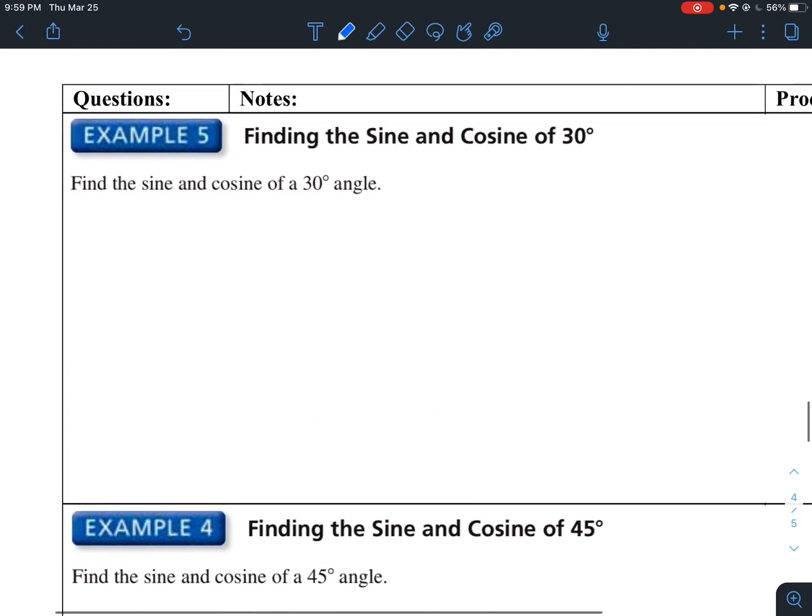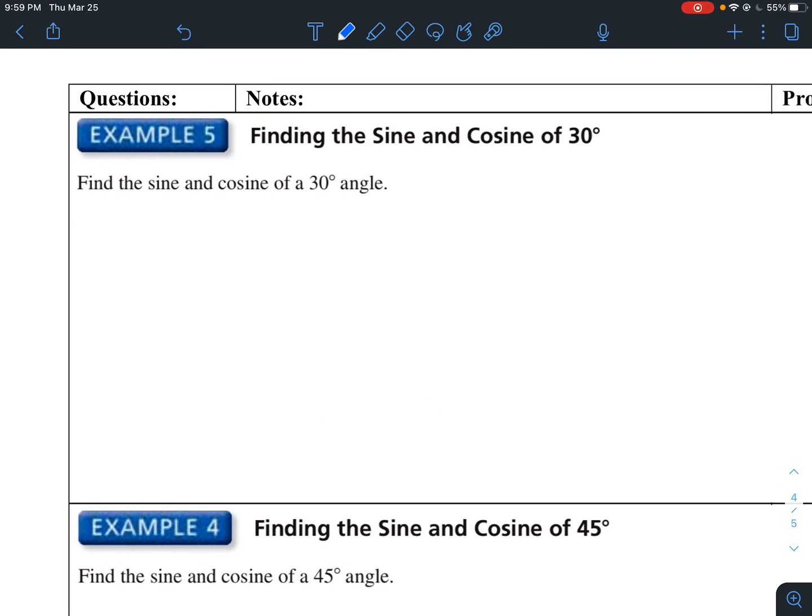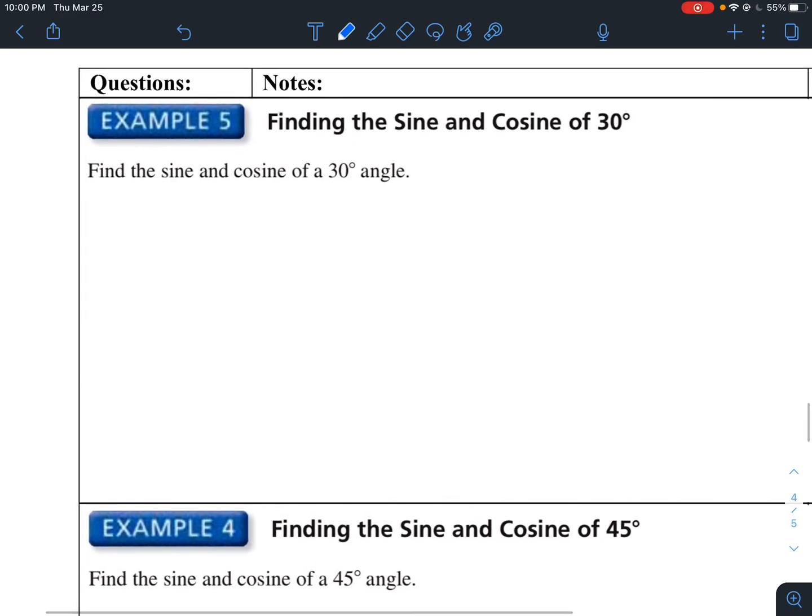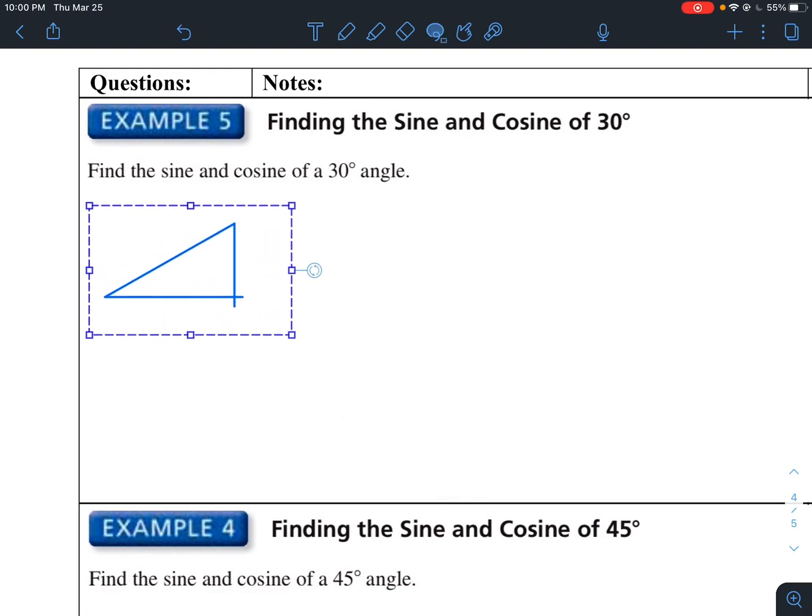So I know I have these a little bit out of order, but that's okay. We're going to be using our special triangles that we learned from 9.3. So we want to find the sine and cosine of angle 30. So with a right triangle with an angle of 30 degrees, if we draw that out, let's make this 30 degrees. So if this is 30 and this is 90, then this has to be 60 degrees.